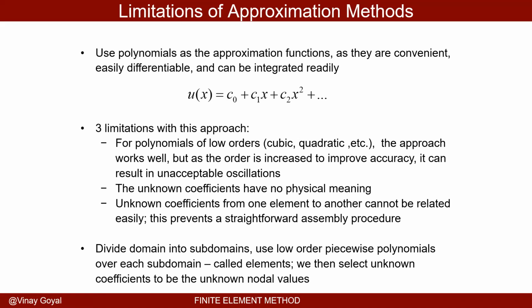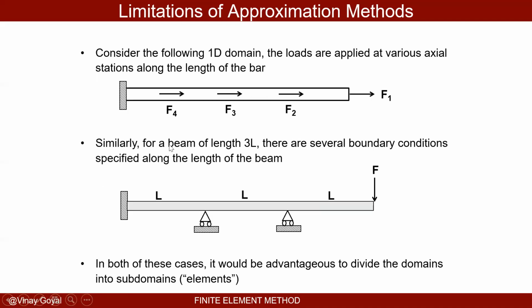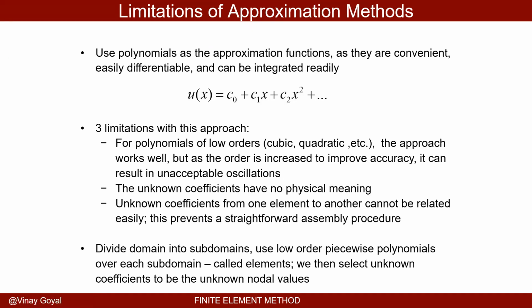Then you have the situation where if I had an element here and another element here, this element is going to have unknown coefficients for a polynomial that approximates the solution over this domain. This element is going to have unknown coefficients for a polynomial that goes over this domain. But there's no easy way to relate the coefficients across this boundary. We know that the deflections across this boundary should be equal. Well, there's no easy way to do that if I select a polynomial like this.